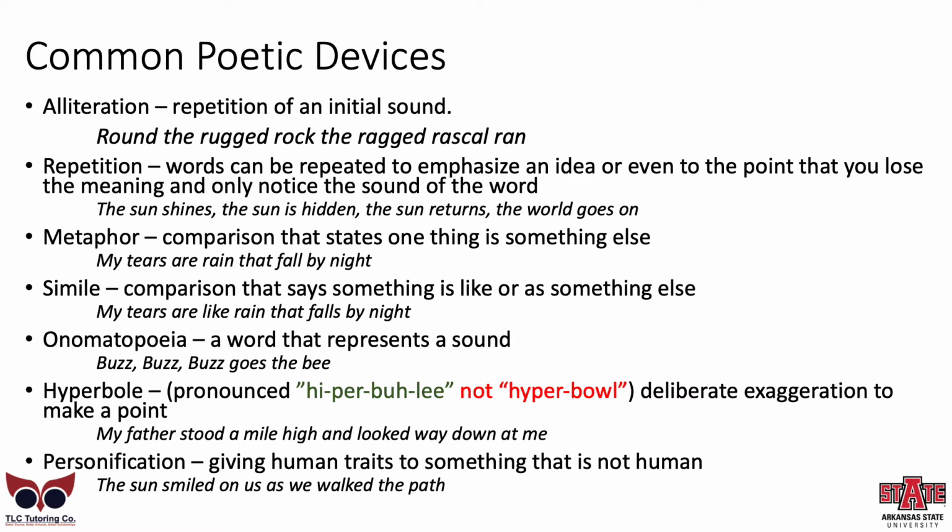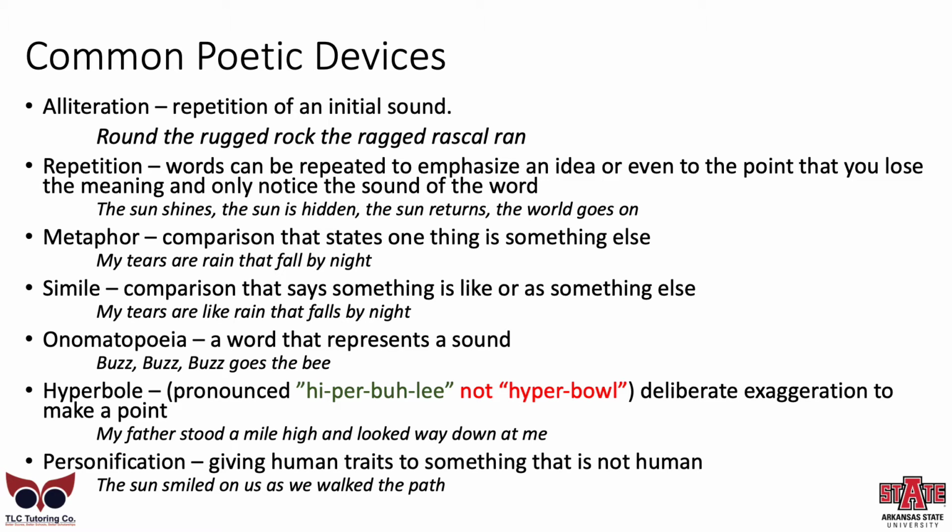A hyperbole, and please notice the pronunciation is hyperbole, not hyperbole, is a deliberate exaggeration used to make a point. My father stood a mile high and looked way down at me. In this example, we're being given a child's view of their parent. Obviously, the parent isn't truly a mile tall, but from the child's perspective, this hyperbole is being used to emphasize how tall the child felt the father looked.